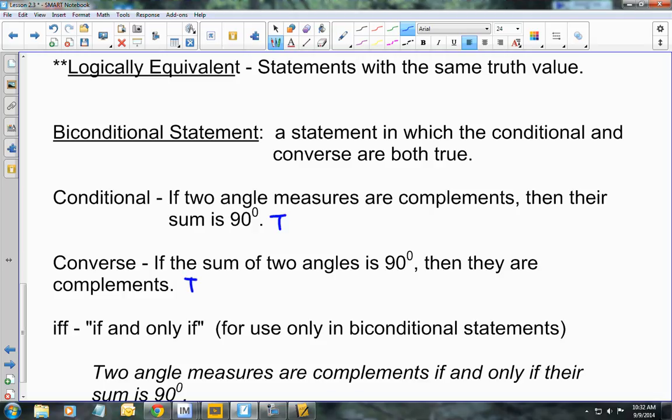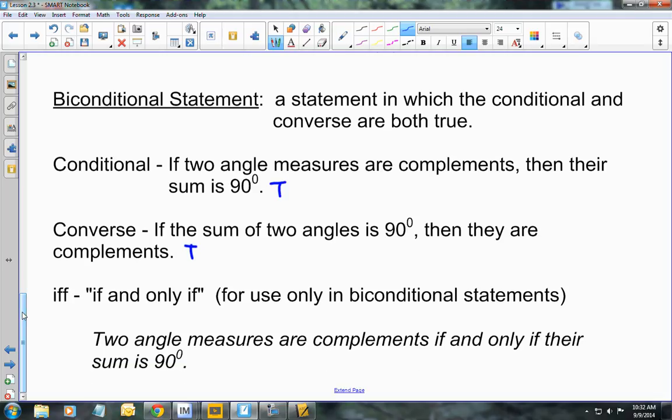When you have a biconditional statement, then instead of writing it in if-then form, sometimes they use what's called if and only if, and they just combine it together into one statement. So instead of having two separate ones, they might say two angle measures are complements if and only if their sum is 90 degrees. Okay, so they would use the if and only if instead of you doing two if-thens, right? So a biconditional statement. And sometimes instead of if and only if, like I remember in some of my math classes they use IFF. I don't know if they still do that or not, but I do sometimes for abbreviation.